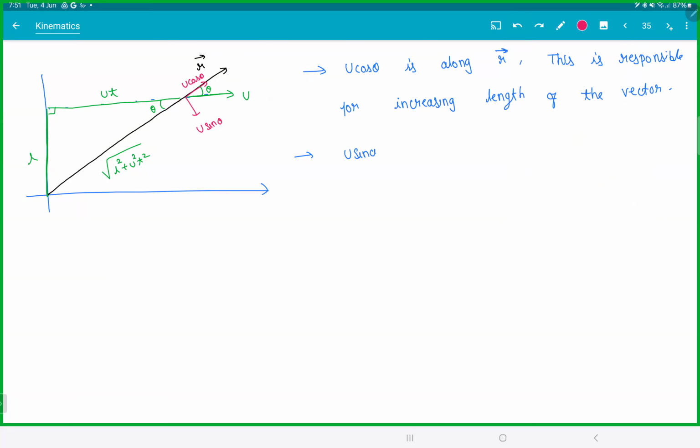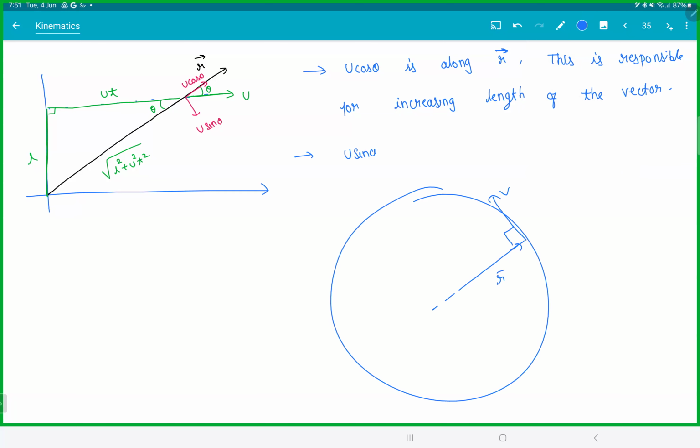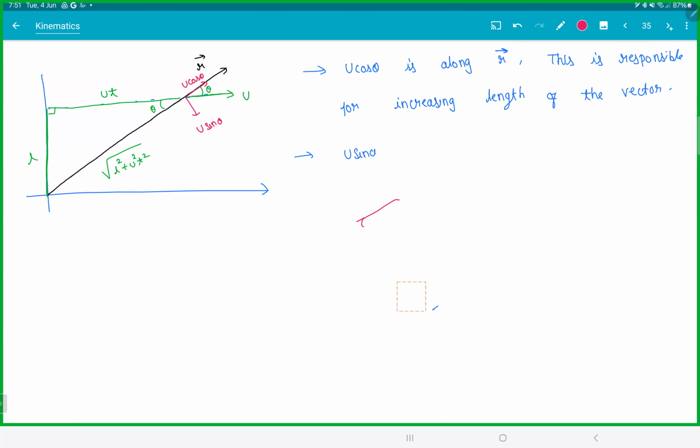The components of the velocity have different roles. One component is stretching you, and one component is making you rotate. Isn't that the reason why in a circular motion, this is r bar, and the velocity is this way? Both are perpendicular, right? Meaning there is no one to stretch the vector. That was the reason the magnitude is not changing, but the vector is continuously changing direction. Did you get the meaning? That is the reason we got 0, because there is no component responsible for increasing the length of the vector. The u sin theta is responsible for rotating the vector.